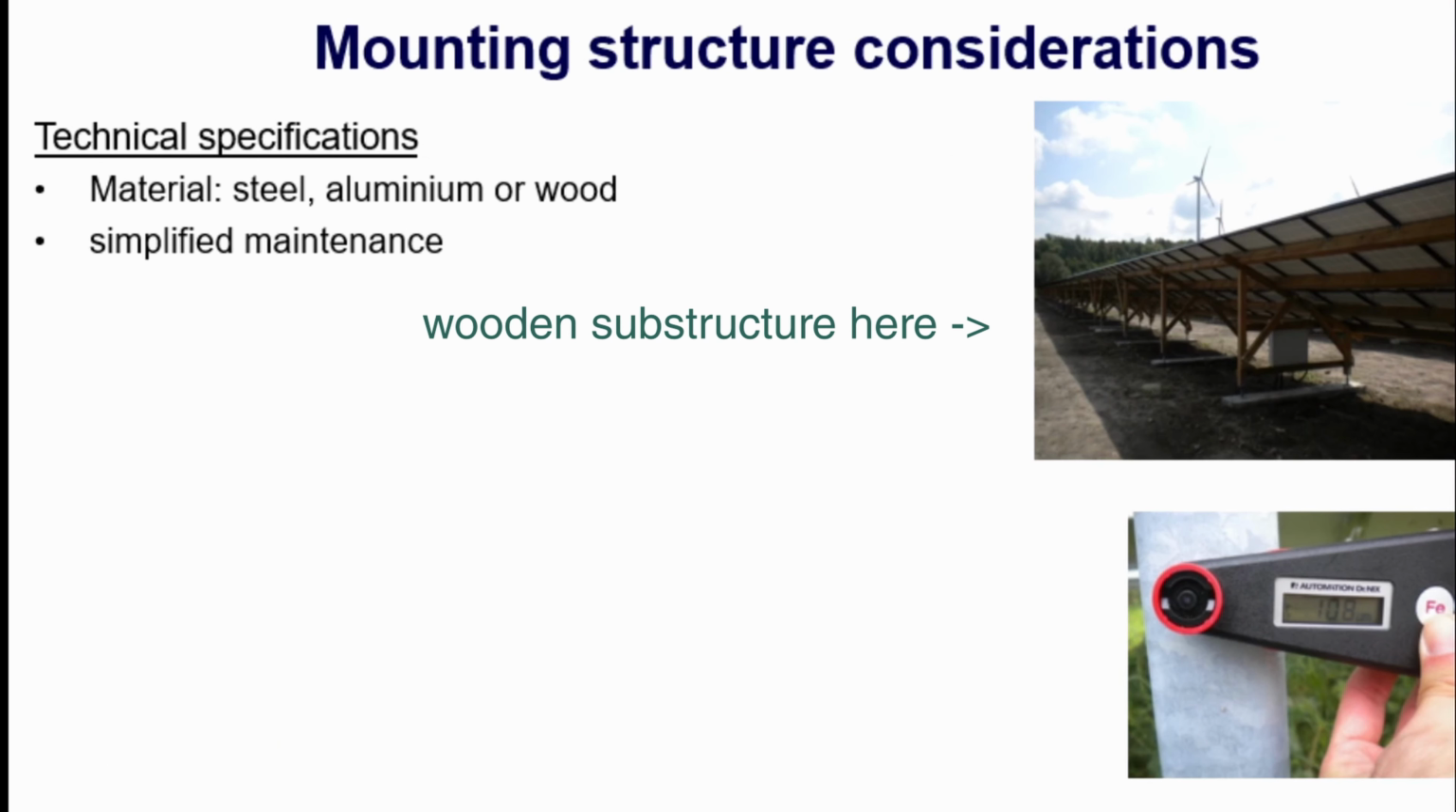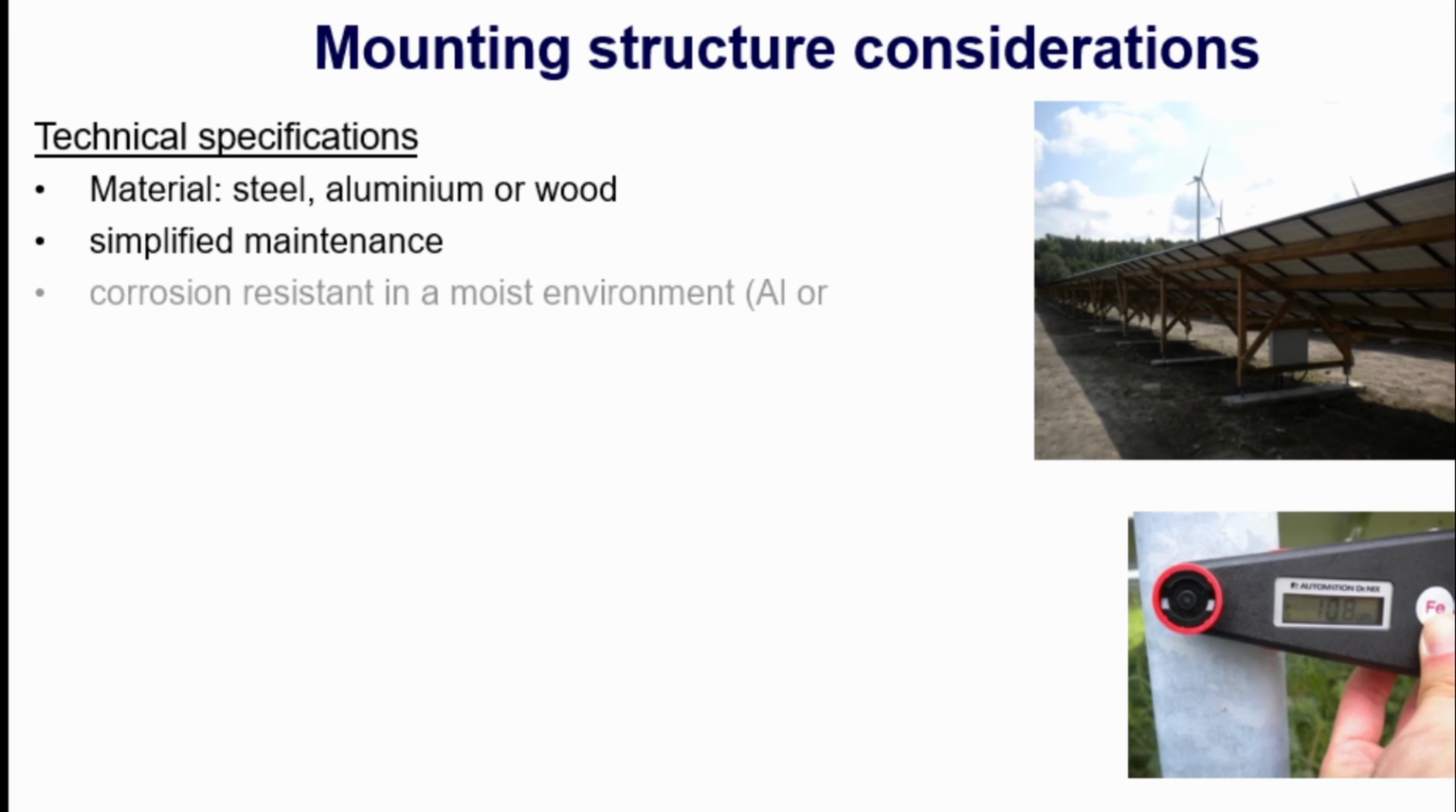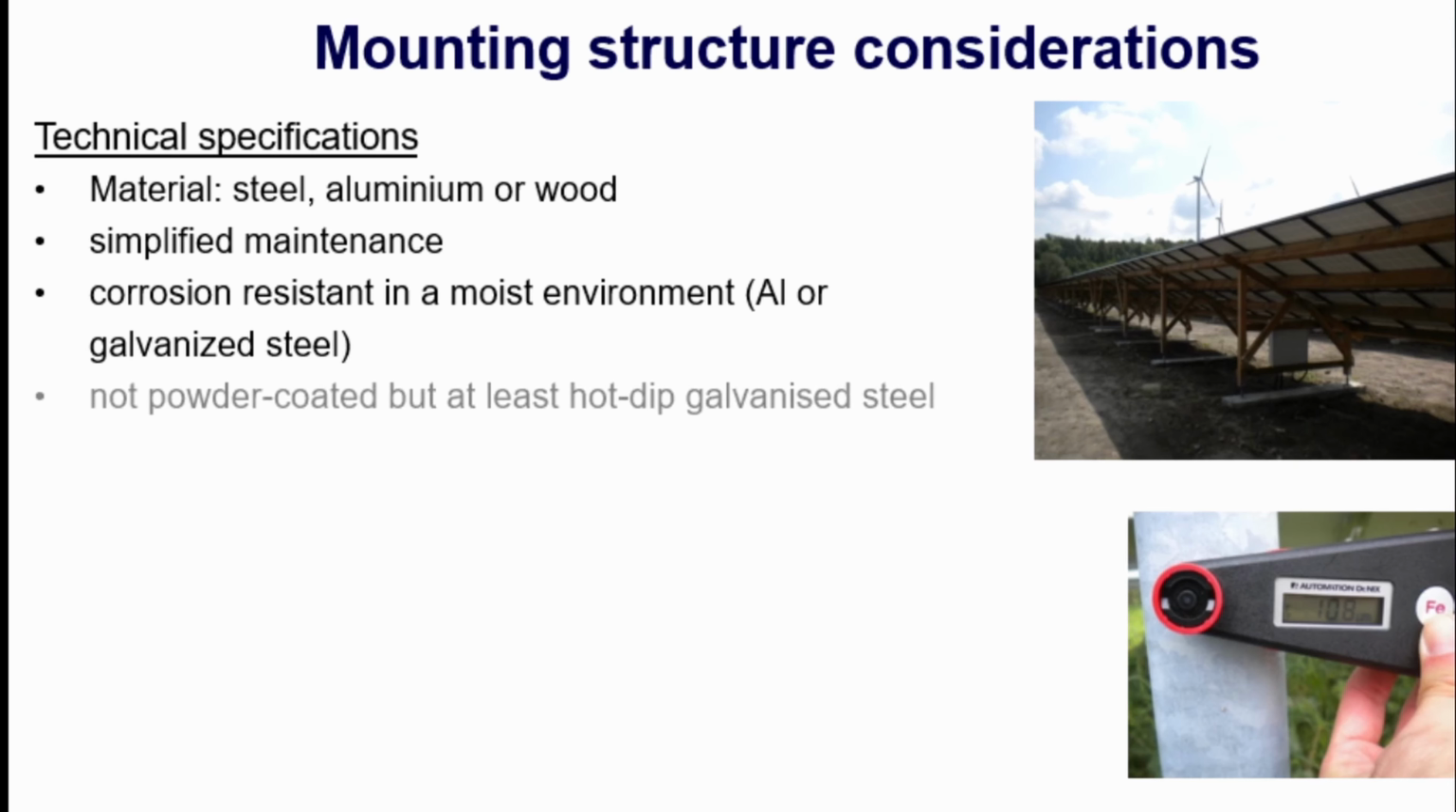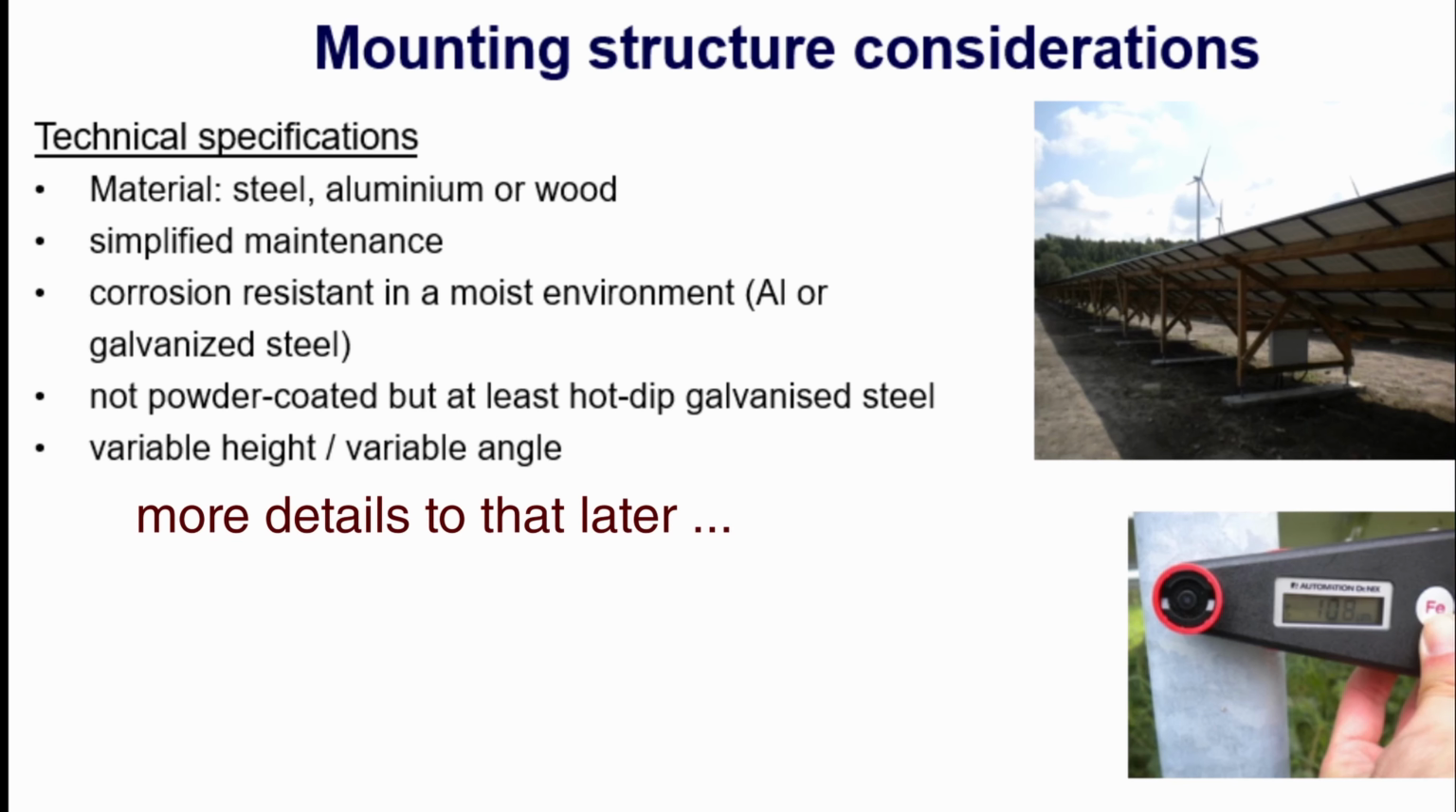Simplified maintenance, so this is also a cost which is often disregarded. Corrosion resistance in a moist environment, aluminium or use galvanized steel. Not powder coated, but at least hot dip galvanized steel. Variable height and variable angle, because the ground sometimes is not even, so is a foundation, and you have to level that out by variable height of your substructure.